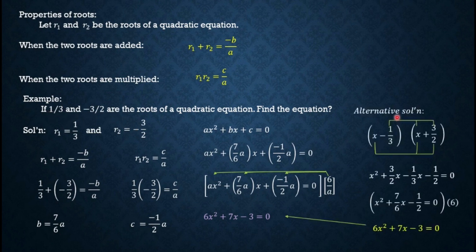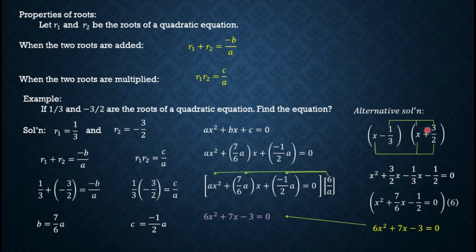We have an alternative solution for these two roots of the quadratic equation. x times x is equal to x squared. x times 3 over 2 is equal to 3 over 2 x. Negative 1/3 times x is equal to negative 1/3 x.